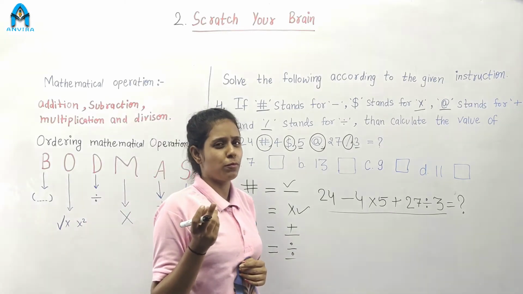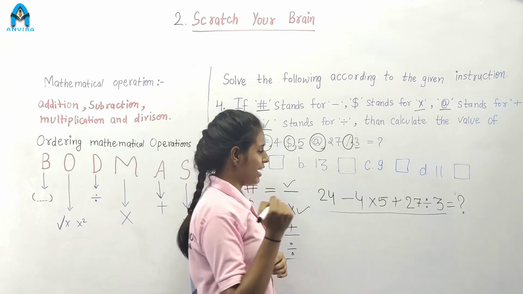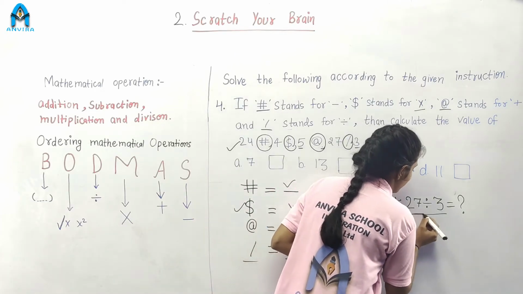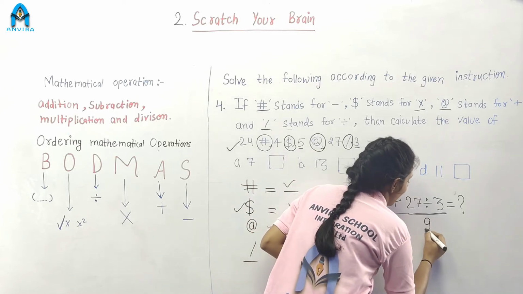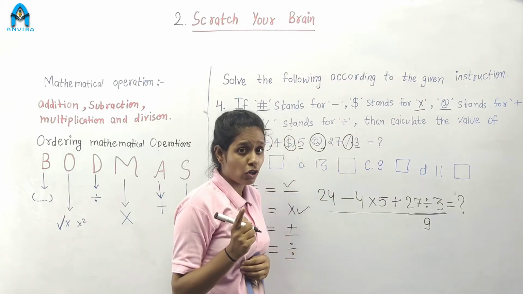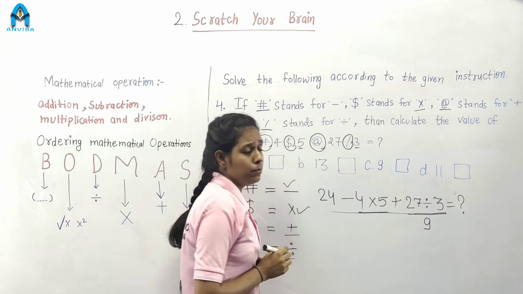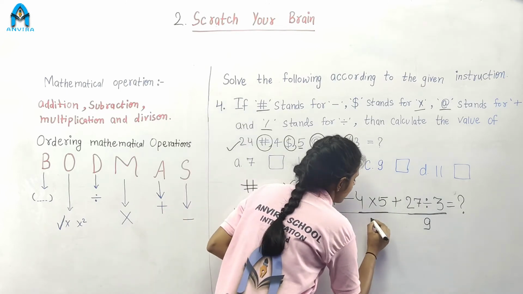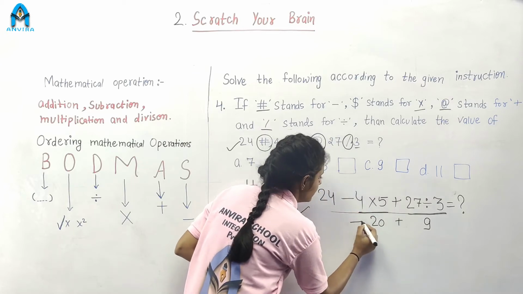Which operation do we solve? We solve first of all divide. 27 divided by 3 is 9. Right? Next, we have to solve multiplication. So 4 multiplied by 5 is 20. Addition and subtraction.